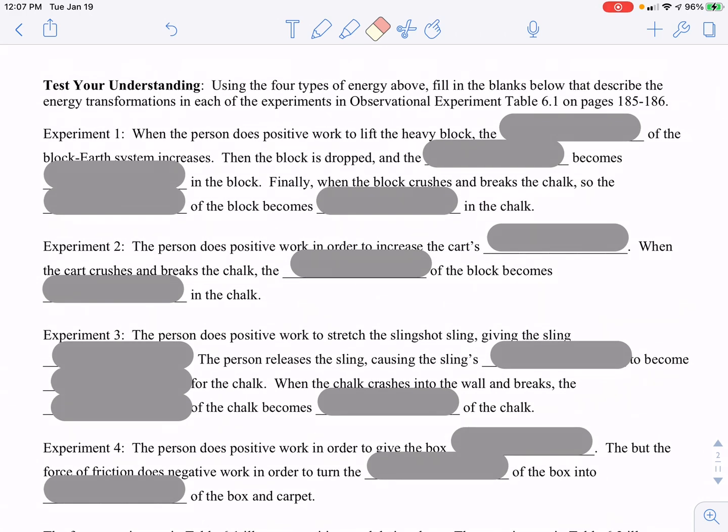Pause the video and take some time to go over this section for experiment 1, 2, 3, and 4. This is found on page 185 and 186 under the observational experiment in your electronic textbook. Okay, now that you've had a chance to do experiment 1, 2, 3, and 4 and fill out the blanks, we will go over these in class.